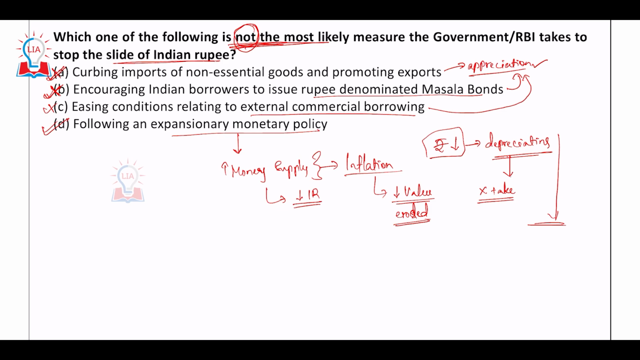So this is the option which you are not going to actually take as a government or an RBI when you want to stop the slide of the Indian rupee. So answer is D. Okay, so the last one would further cause the deterioration of the rupee value. A, B, C are not so, they cause appreciation.